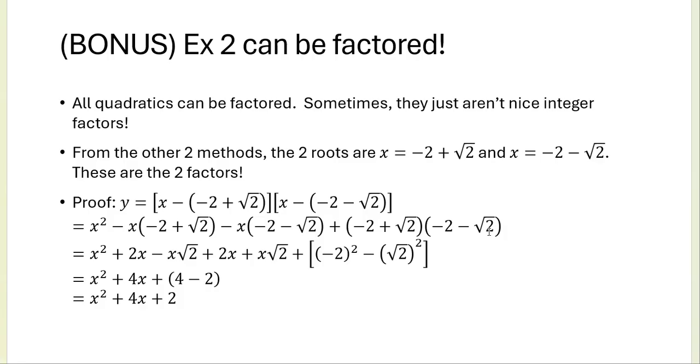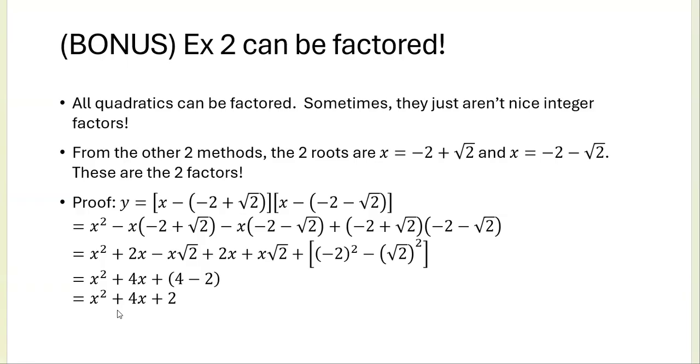This is actually a difference of two squares. Okay? So it will be just (-2) squared minus root 2 squared. Remember this formula, the difference of two squares? Now look, minus x root 2 plus x root 2, those go to 0. We can combine these two x's to a 4x. And this over here, what does this become? This becomes a +4. This becomes just a 2, right? So 4 minus 2. And that simplifies to x squared plus 4x plus 2.